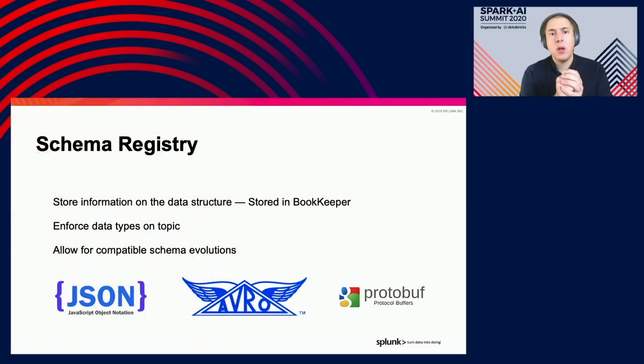Continuing on this, if you think about the stream, one of the important things is that you need to know which type of data is in there, right? So we have added a schema registry, which is based again on BookKeeper, and we enforce the data types on the topic. If you have a topic, you define your schema for the topic. Basically, we can guarantee that the data being produced on that topic is conforming to that schema.